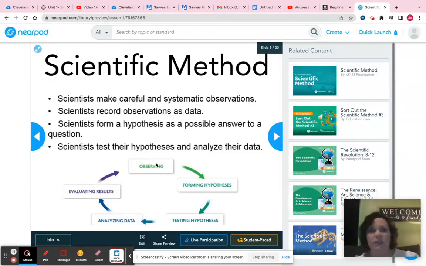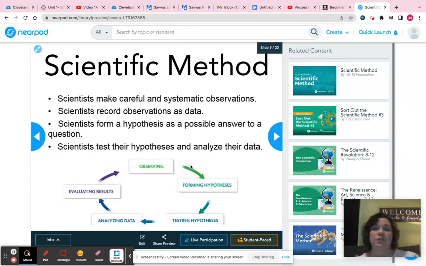Or what does this mean? And then you're going to form a hypothesis. Remember, a possible answer. You're going to test it with an experiment. You're going to collect your data, analyze your data, and then you're going to draw your conclusions. You're going to evaluate those results. And it's really in a circular pattern here because many times you just have to start right back over.